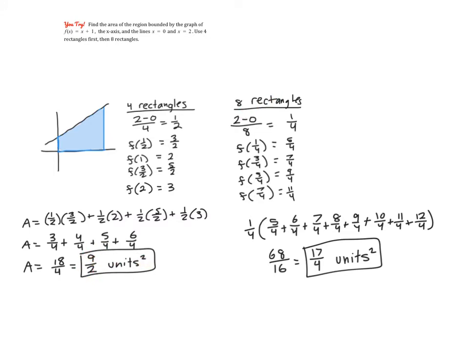For 8 rectangles, you'll see that the width of each rectangle is going to be 1/4. So you have to evaluate a few more functions, and then you have 1/4 times the sum of all of those, and here you get 17/4. So here, this is 4.5 units squared, and this is 4.25 units squared. So you can see that by doubling the number of rectangles, we have a more accurate answer.